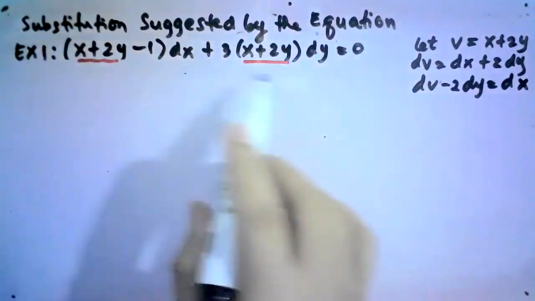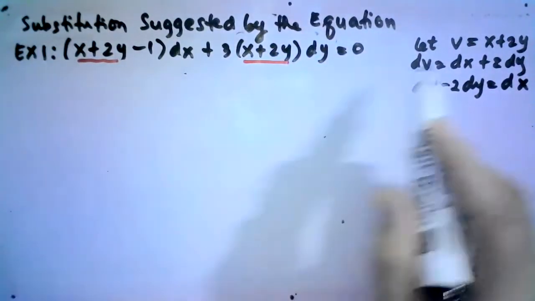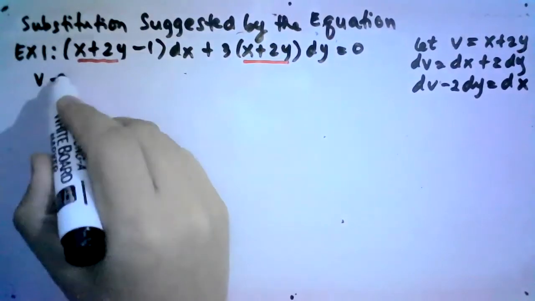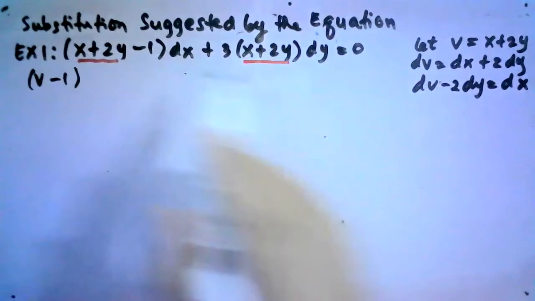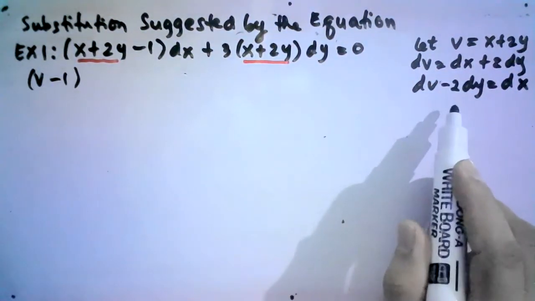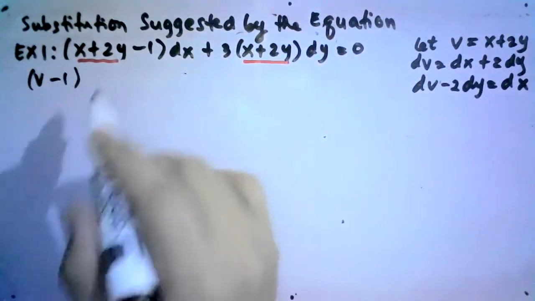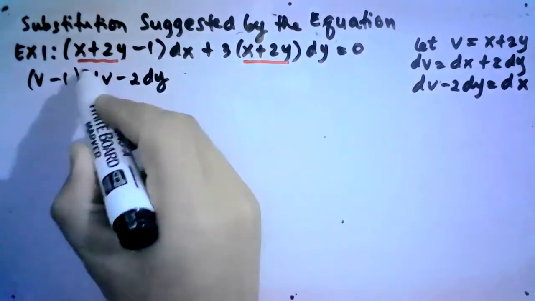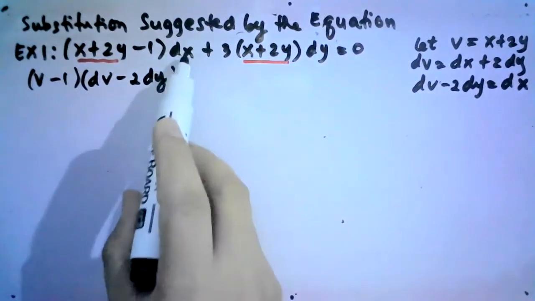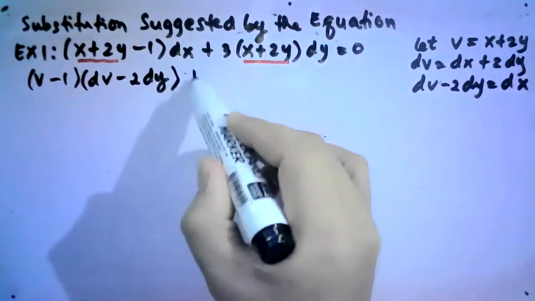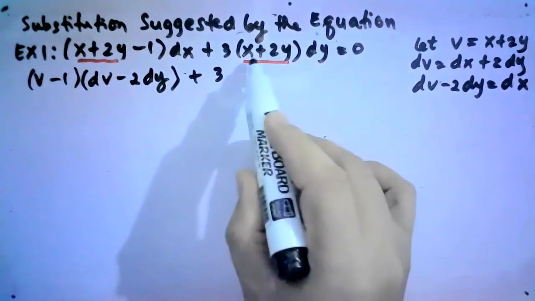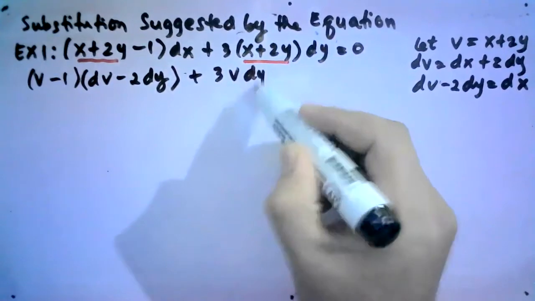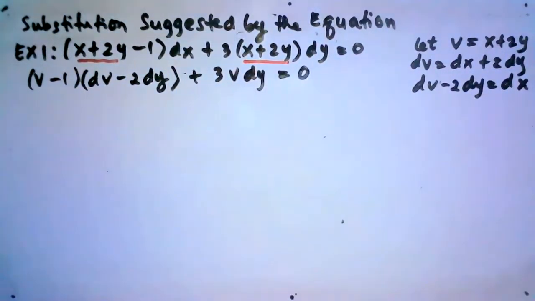When we write our substitution, instead of writing x plus 2y, we will make use of v. So we have here v minus 1, and in terms of dx, we will make use of dv minus 2 dy. So we have dv minus 2 dy, that is your dx. And then we have plus 3 times x plus 2y, which equals v, and then dy is equivalent to 0.